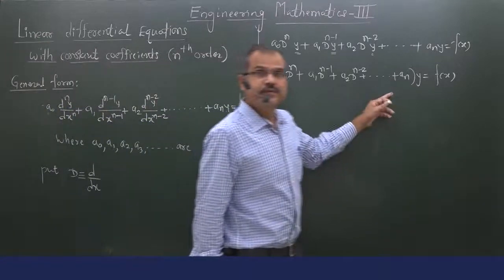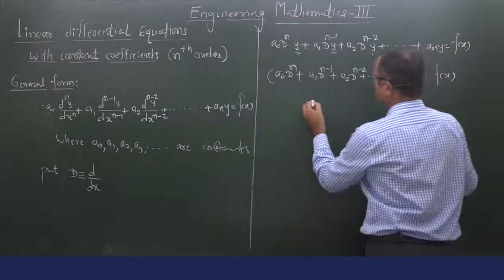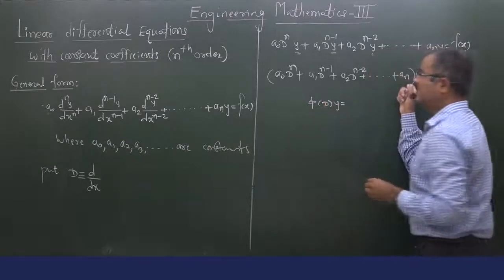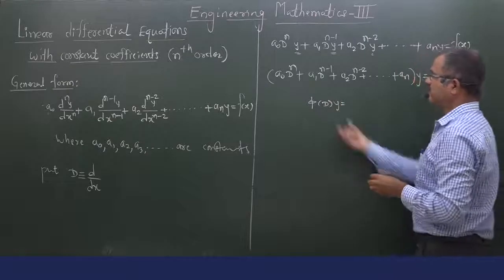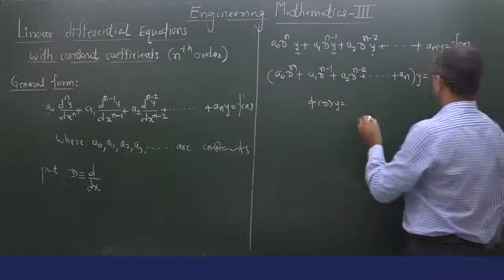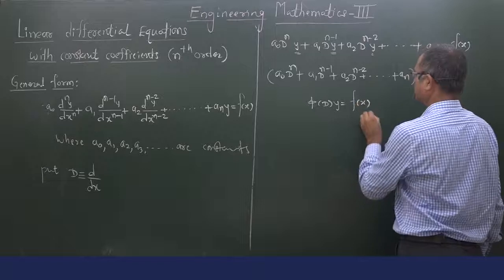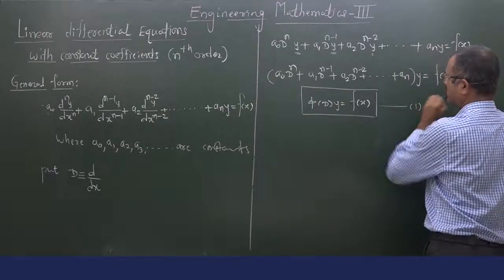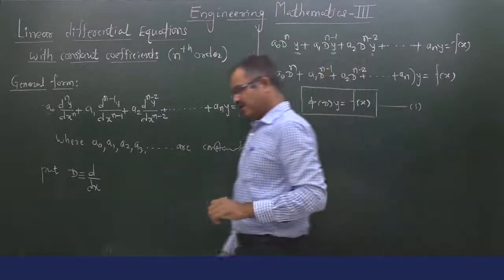Now suppose this is equal to function of D. This is a polynomial in D, which is suppose phi of D or f of D. So phi of D y is equal to f x. This is a differential equation.